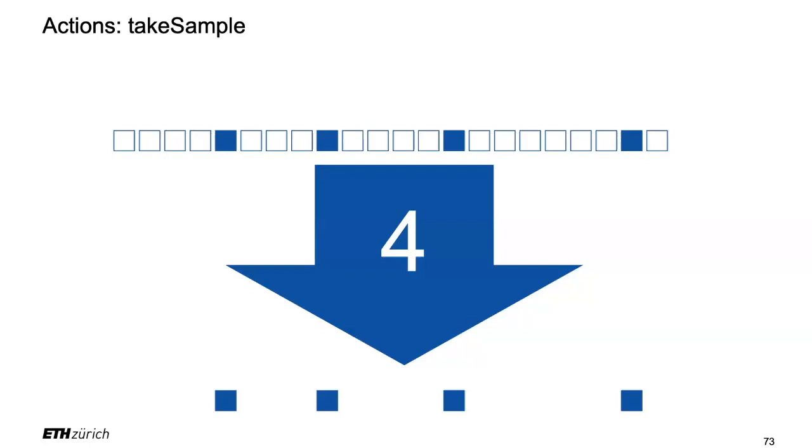You also have take sample if you want to just roll a die on which ones you take. But again, that's not the same thing as sample, because sample outputs an RDD. Take sample doesn't output an RDD. It outputs a local list in your Python, in your notebook, on your machine that you can process locally. Okay.